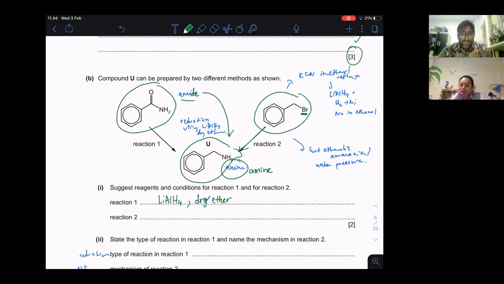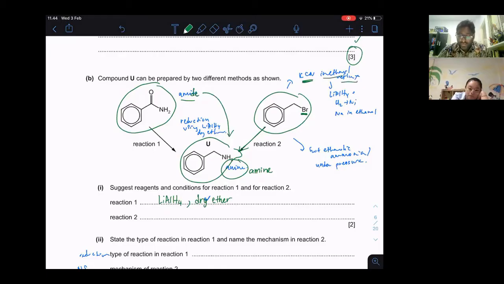Reaction 2. How do we change halogenoalkane to become amine? Now this one you need to be very careful, because there are other reactions involving halogenoalkane. One is if you are using KCN. KCN in ethanol, and after that you reflux.